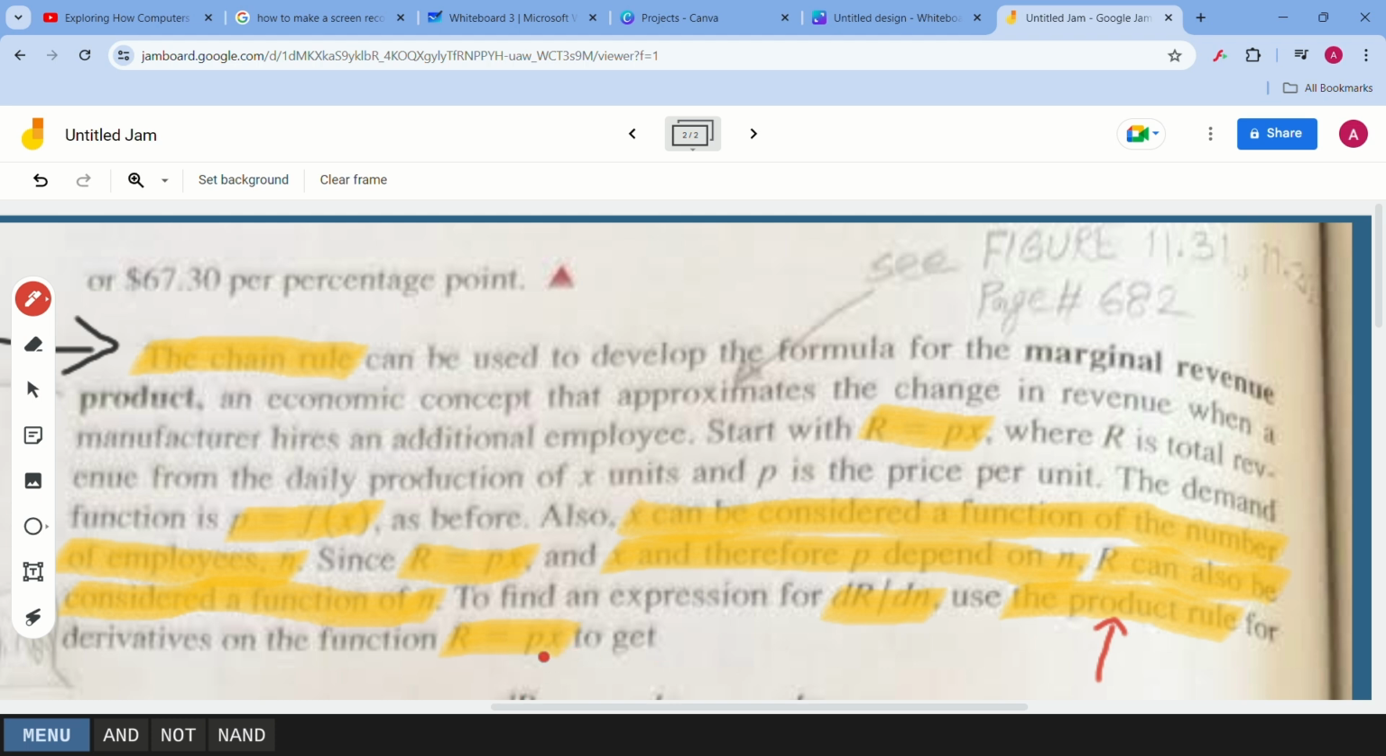I'm not going to read the next part yet, because we still have to process the product rule, and then we're going to have to guess what the derivative of R is.